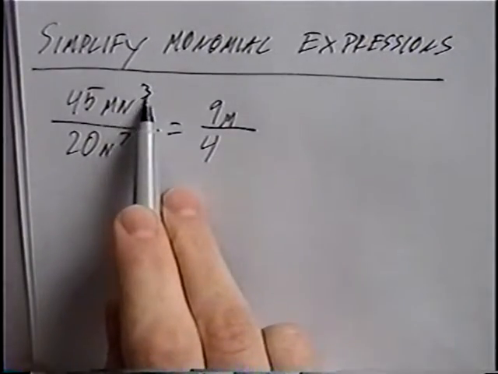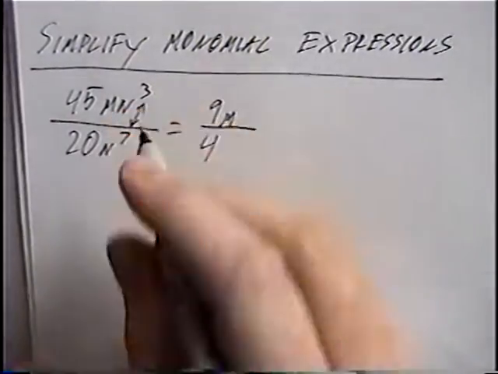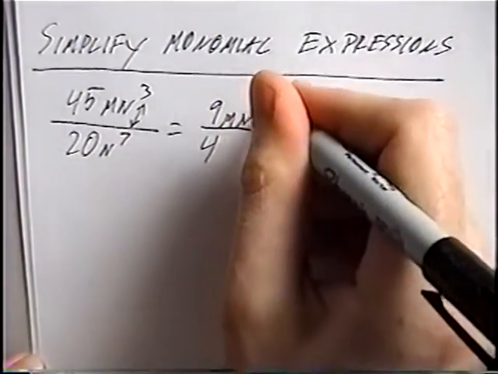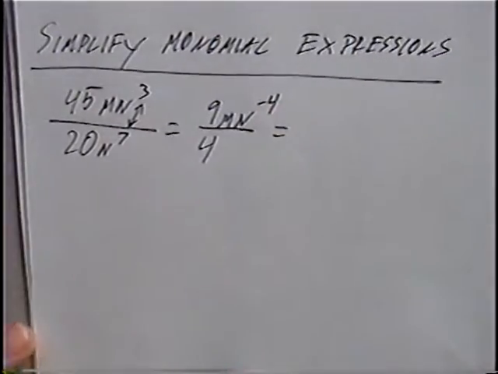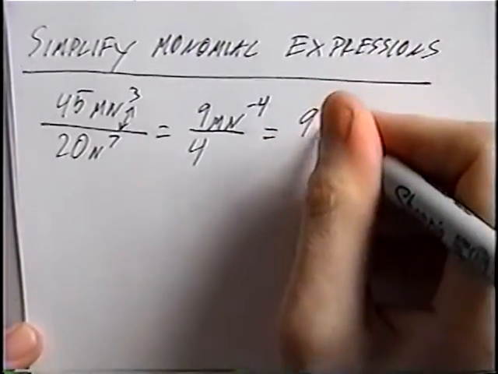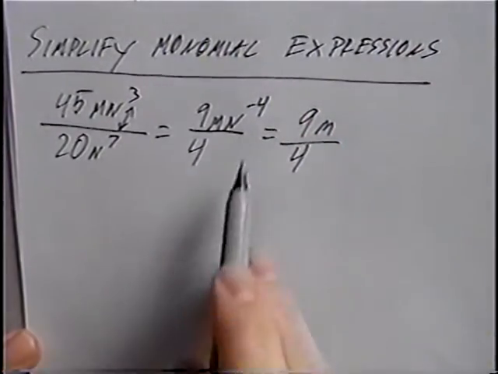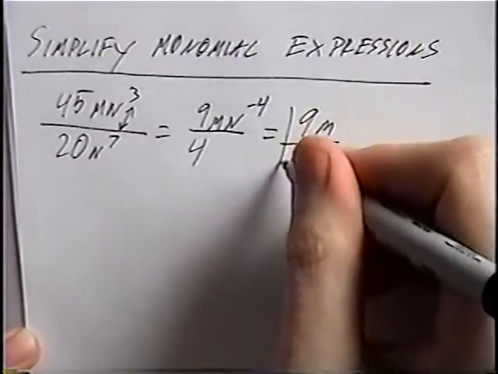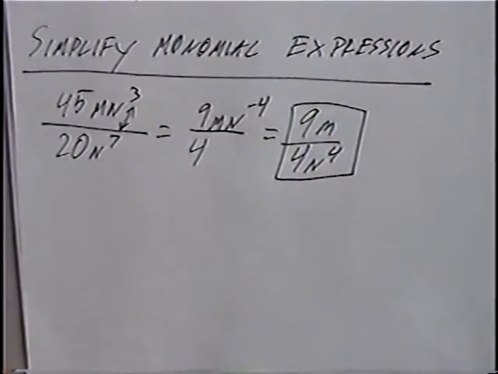If you have n to the third power divided by n to the seventh power, if you remember exponents, you're going to be subtracting when you divide. So 3 minus 7 would be negative 4, n to the negative fourth power. Keep in mind you can still simplify negative exponents. 9m would stay the same. 4 would be in the denominator. Negative exponents go to the bottom and become positive exponents. So your final answer, 9m over 4n to the fourth.